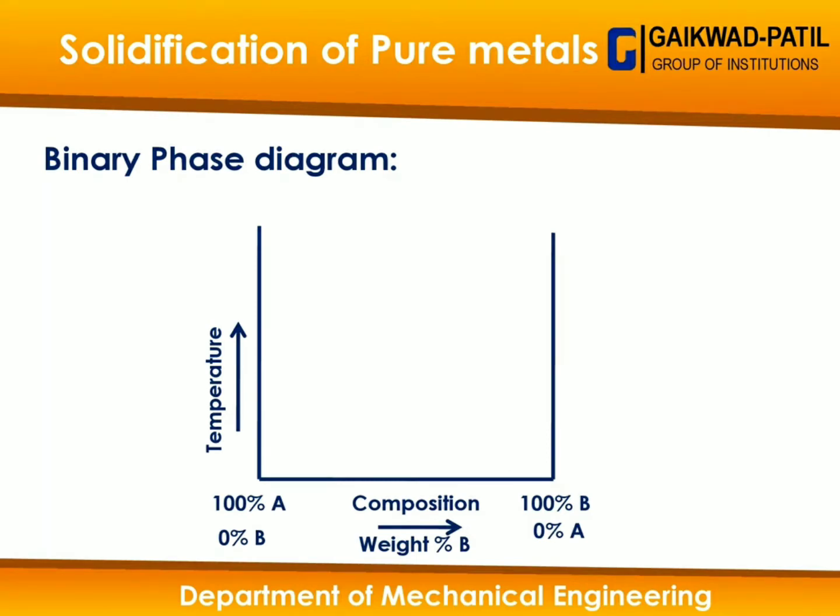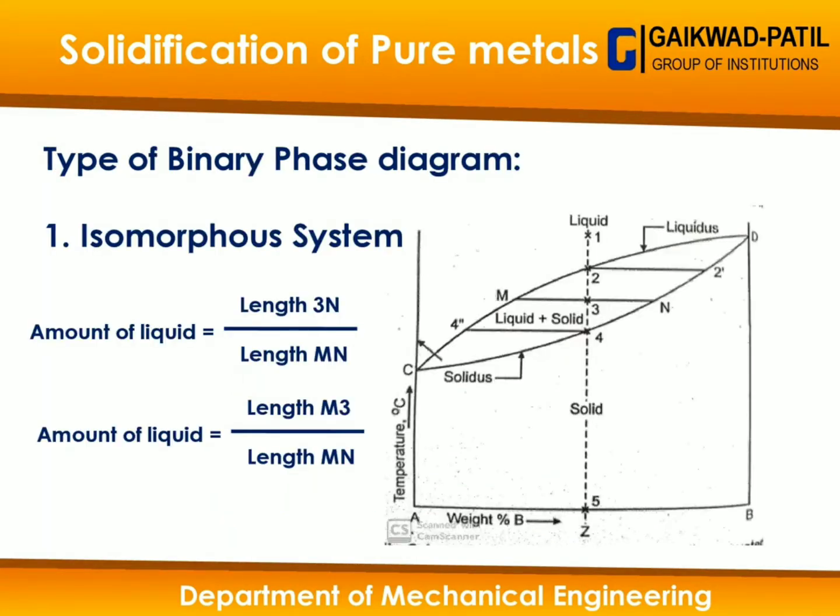Then there are different types of phase diagrams. The first phase diagram we are going to learn is the isomorphous system. The isomorphous system is also called a homogeneous solution system, in which we can prepare homogeneous equilibrium solutions. As shown in the diagram, metal A and B have melting temperatures at points C and D. When we melt metal A and B and allow them to mix with each other to form a solid solution, the metal A melting temperature is low and metal B melting temperature is high, but the difference is slight.